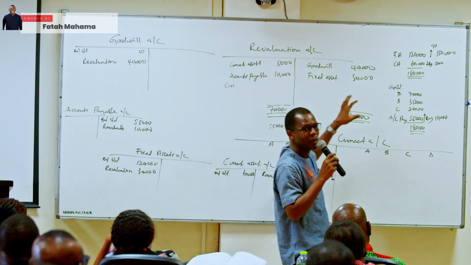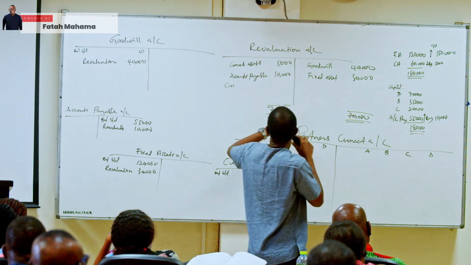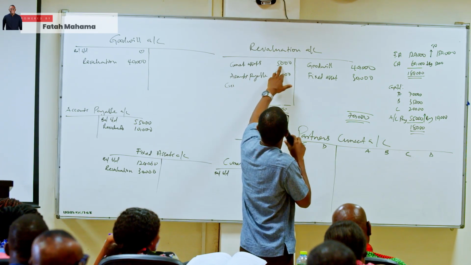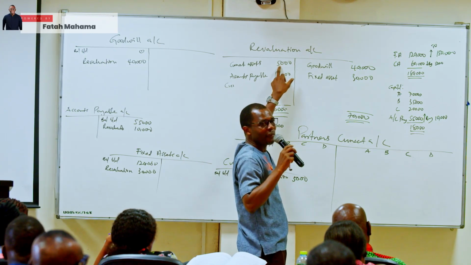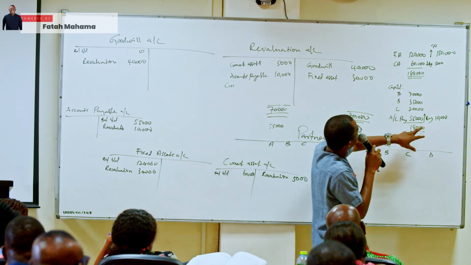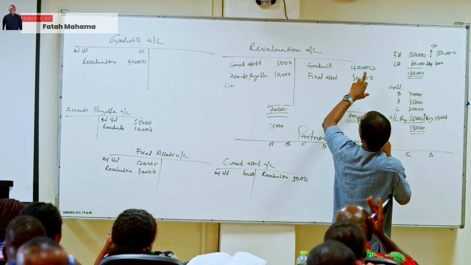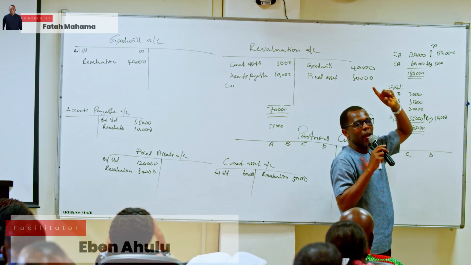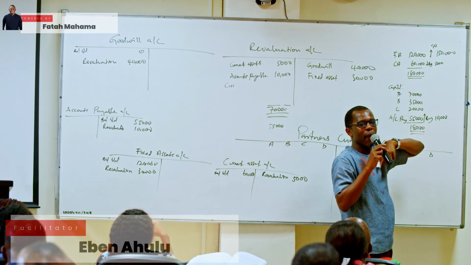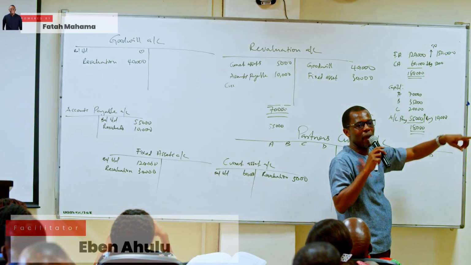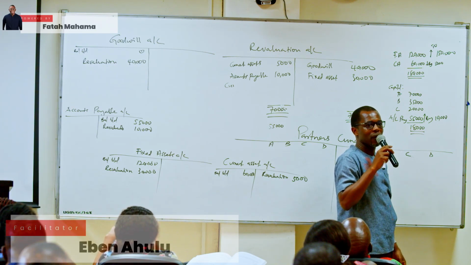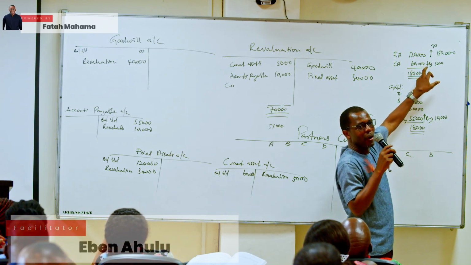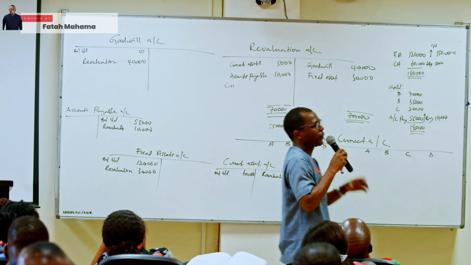Which one? Under the revaluation. This one. Sorry, it's 5,000. Remember, if you look here, the current asset, the examiner said that a debtor who owed the firm to the tune of 5,000 had died. So it means our current asset must come down.